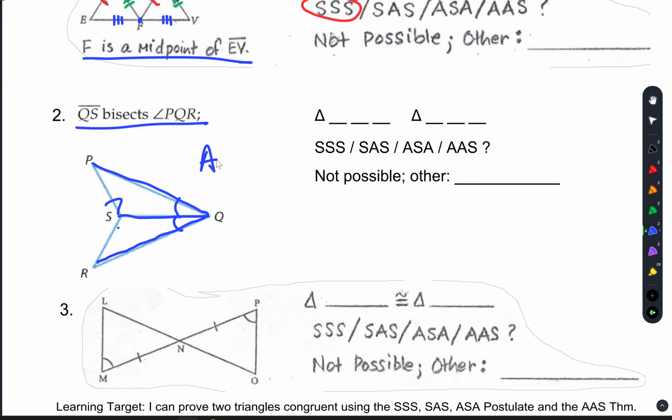Is there another piece that I can find in here? Ian? Perfect. SQ is congruent to itself. That's reflexive. Anything else?